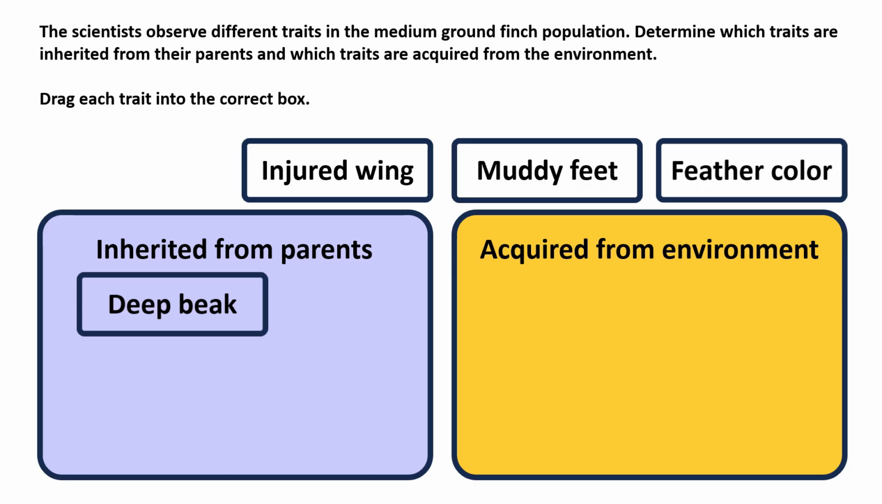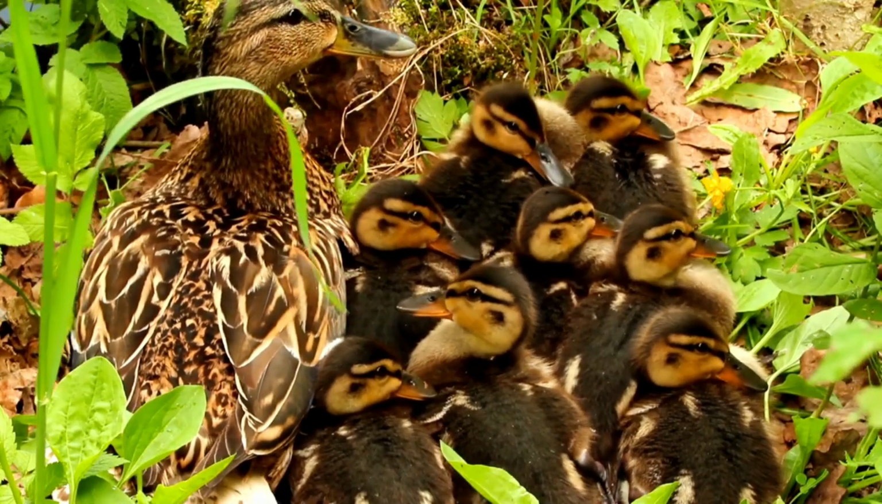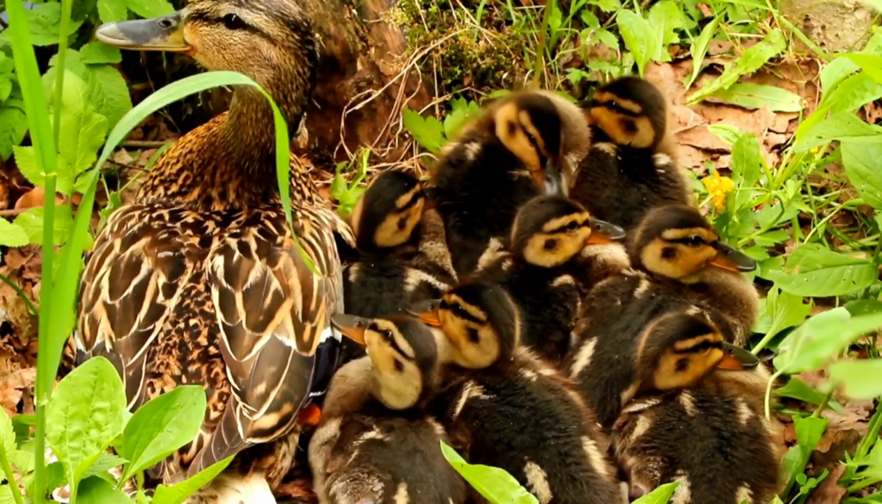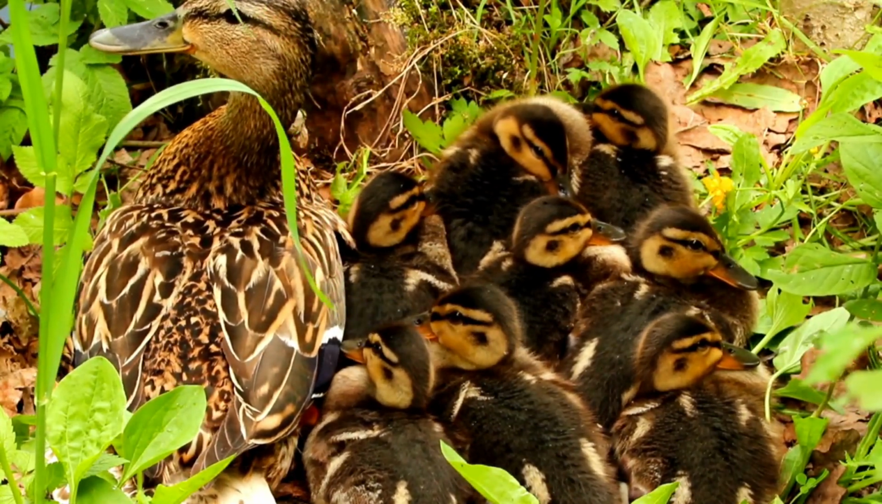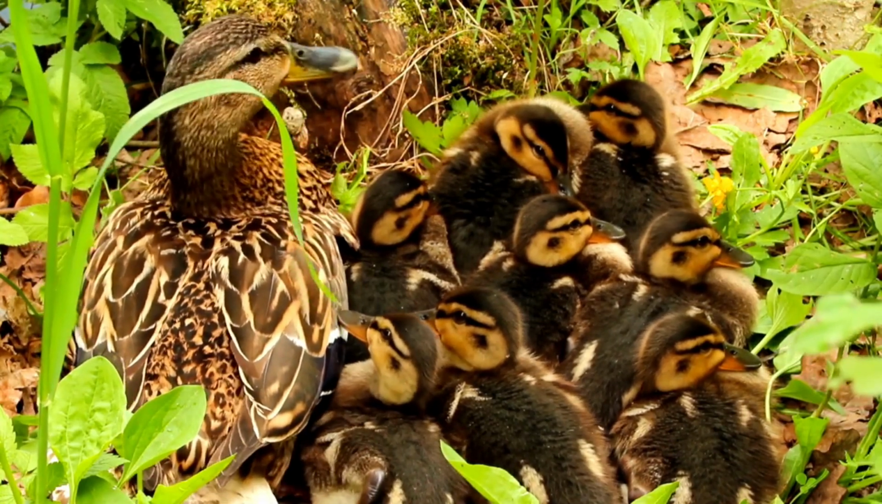Likewise, a bird's feathers are inherited from its parents. For example, these ducklings have a beak that is shaped similar to their mother's beak. Their feathers are also brown with a pattern similar to their mother's feathers. The ducklings inherited their beak and feather appearance from their mother.